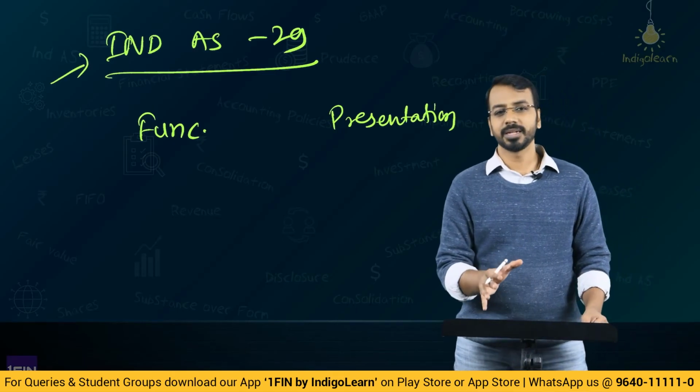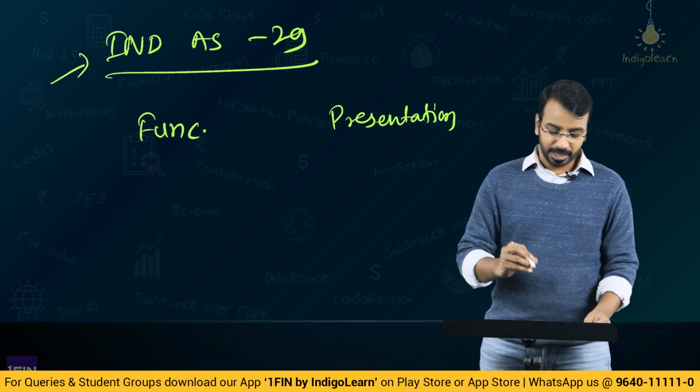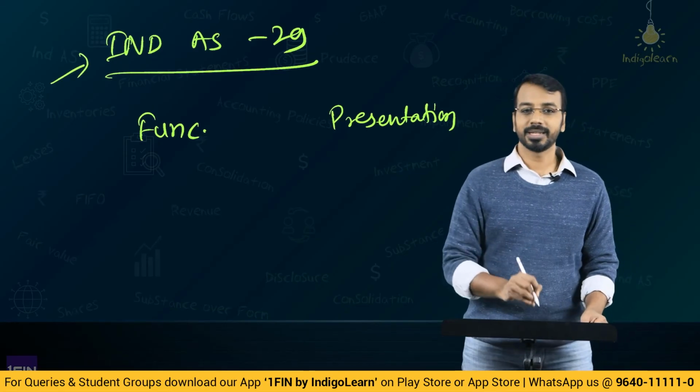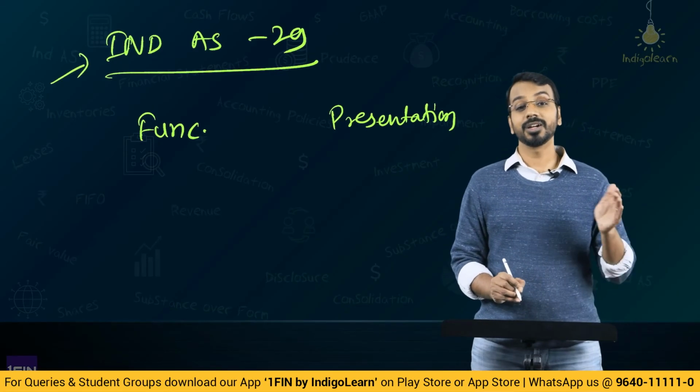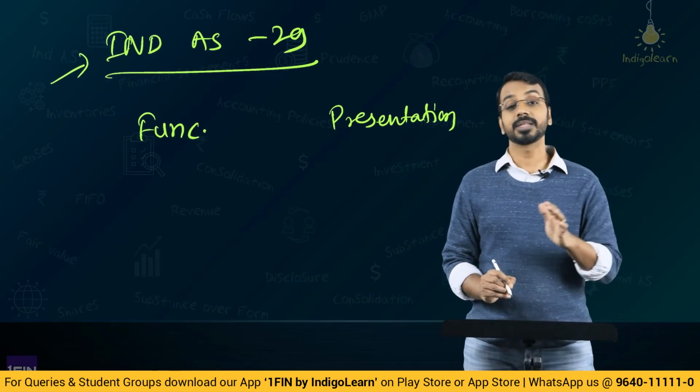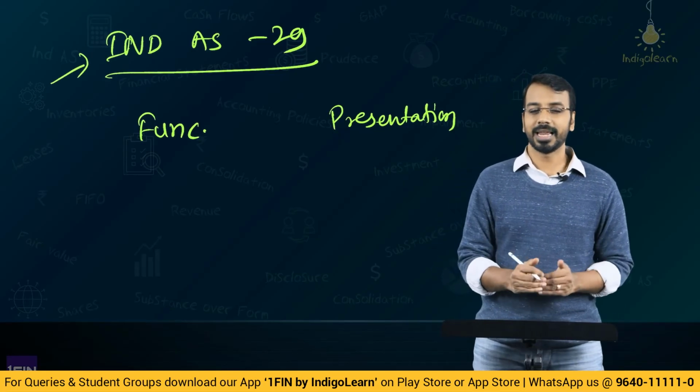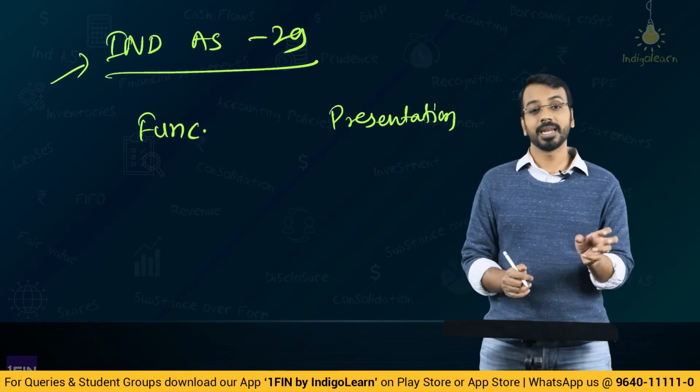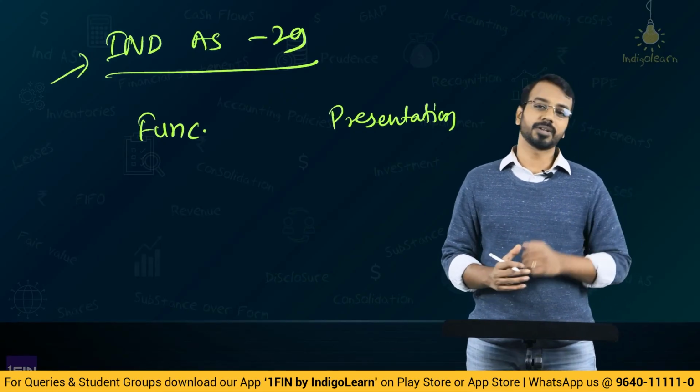and the functional and presentation currency are different, right? When they are different, what do we do? We convert the functional currency amounts to the presentation currency amounts. For assets and liabilities, we take the closing rate. For P&L items, we take the rate on the date of transaction.